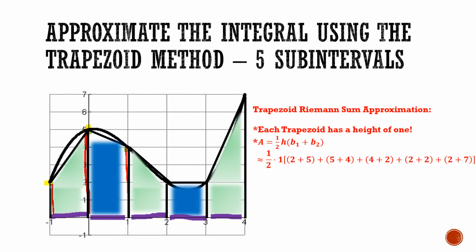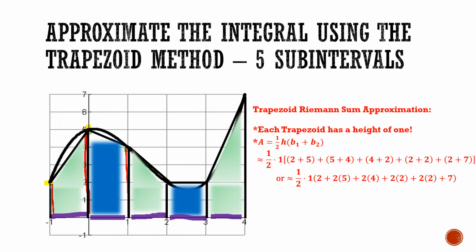Once I write all that out, I can simplify that, or I could write it a little bit better using that formula from the previous screen for your trapezoid rule. So instead of saying 2 plus 5, 5 plus 4, 4 plus 2, so on, I could say 1 times 1, and then 2 plus 2 times 5, plus 2 times 4, plus 2 times 2, plus 2 times 2, plus 2, plus 7.